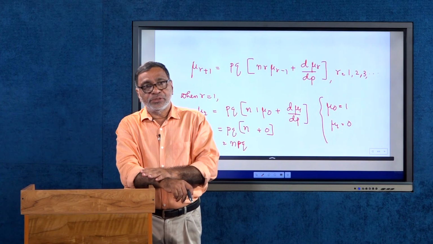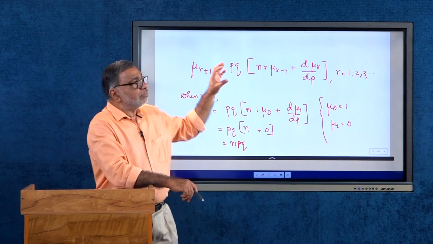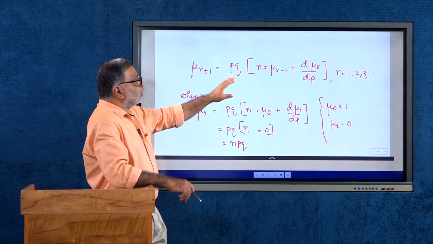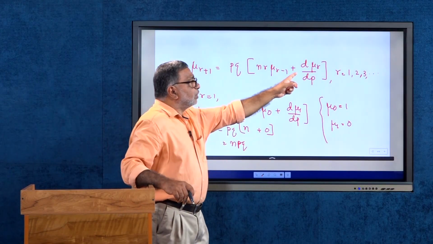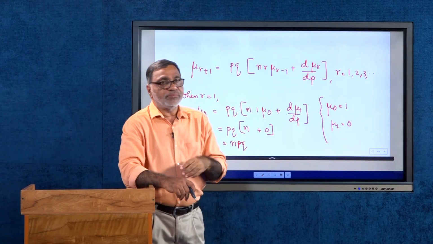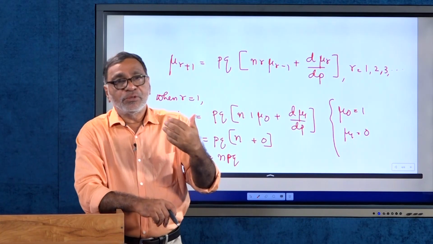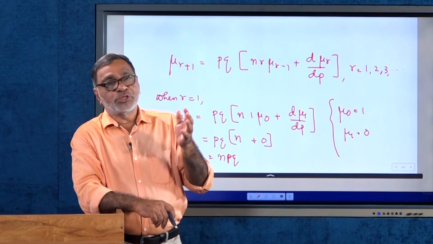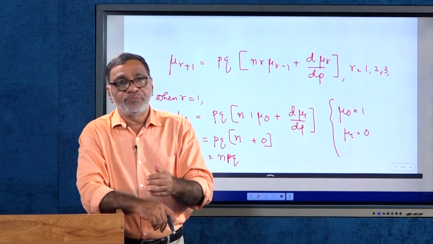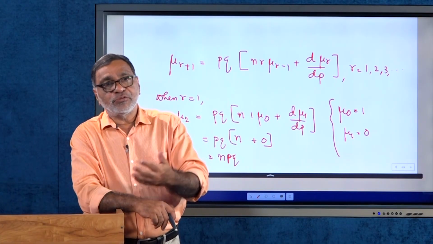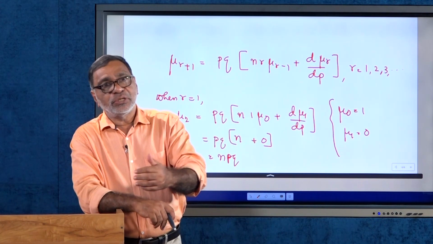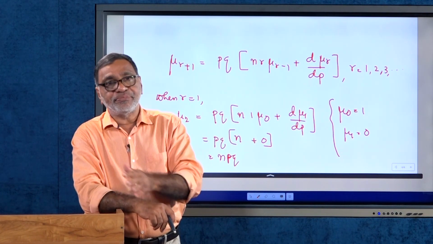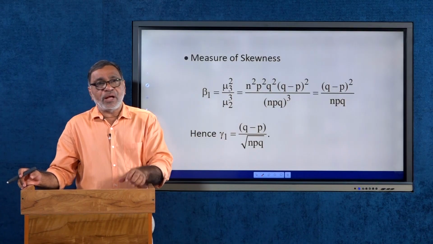So, it is the easiest way of finding the central moments of the binomial distribution using the recurrence relation. So, recurrence relation: mu r plus 1 is equal to pq times n r mu r minus 1 plus the derivative of mu r with respect to p. So, if you obtain mu 1, mu 2, then it is possible to find the derivative of mu 2, and after getting the derivative of mu 2, you substitute in the mu 3 recurrence relation formula, then you can find mu 3, etc.